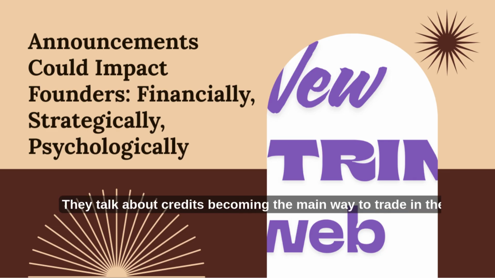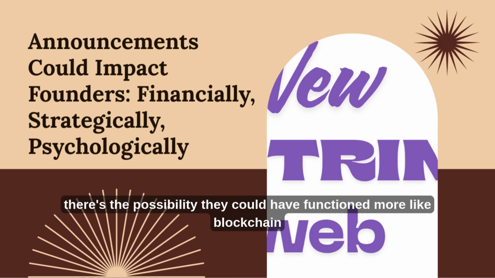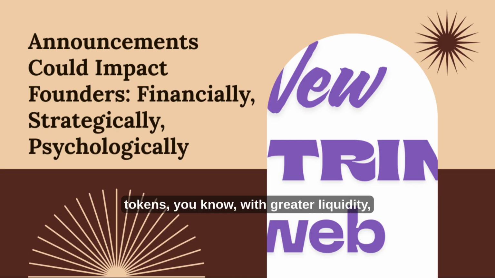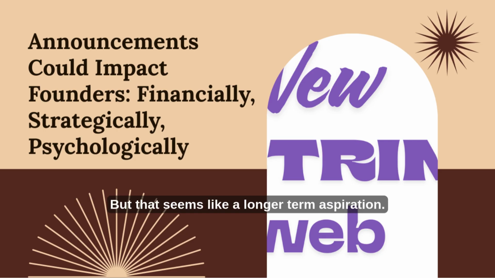They talk about credits becoming the main way to trade in the OnPassive marketplace for donations, shopping, maybe even offline services eventually. And looking way down the road, there's the possibility they could function more like blockchain tokens, with greater liquidity, maybe even someday being listed on open exchanges. But that seems like a longer-term aspiration.